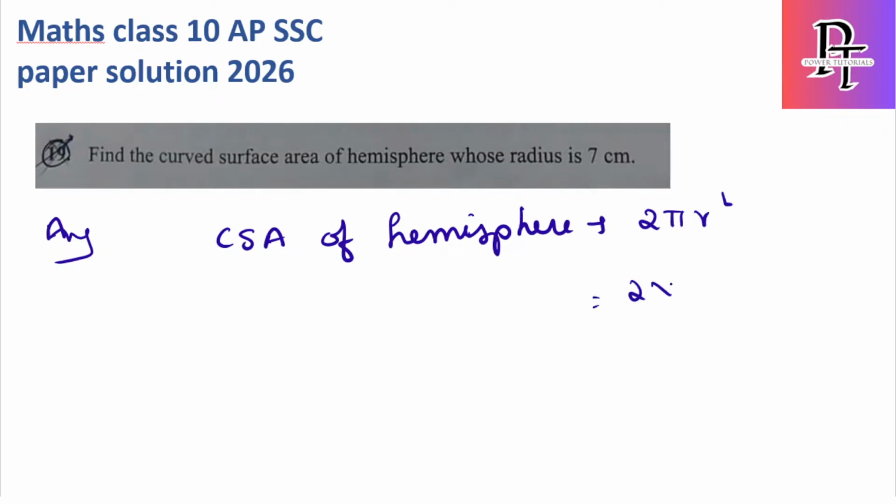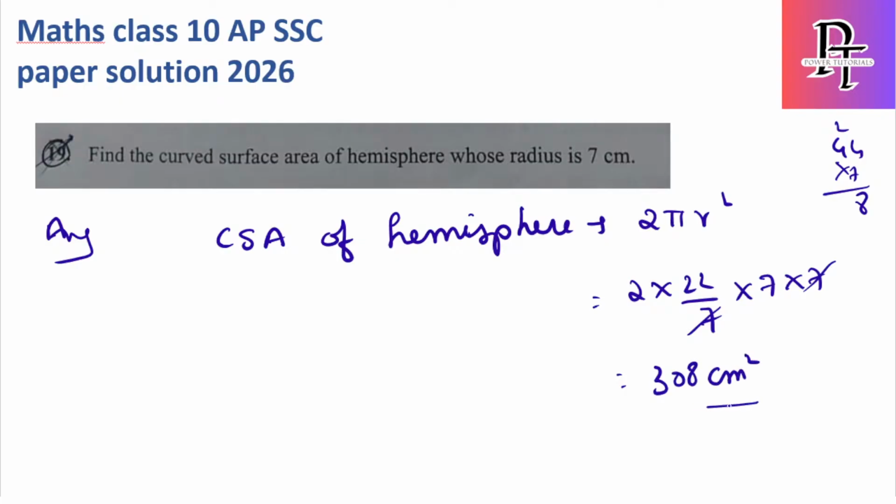So 2 into, if the pi value is not given, I can take the value as 22 by 7, and the r value is 7. So 7 into 7, one 7, one 7 gets cancelled. 44 into 7. 7 4s are 28, 2, 7 4s are 28, 30. So the answer is 308 centimeters square. The unit is important because it's an area, so it should be a square unit, and here they have mentioned centimeter, so it should be square centimeter.